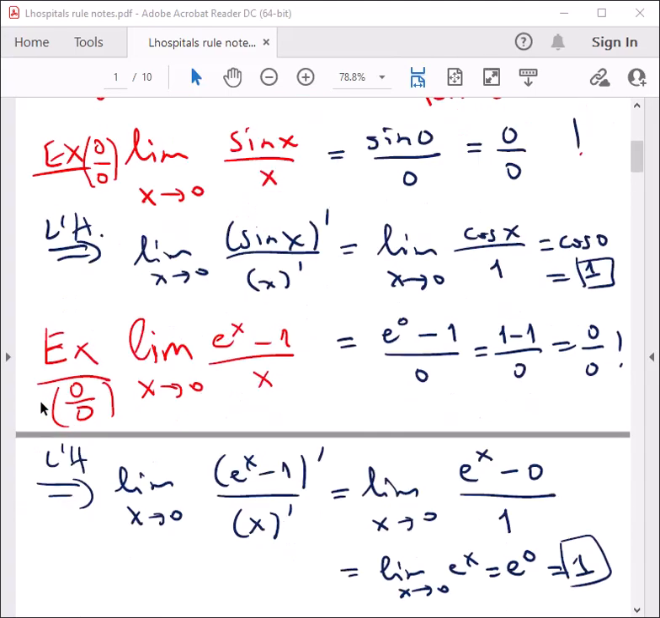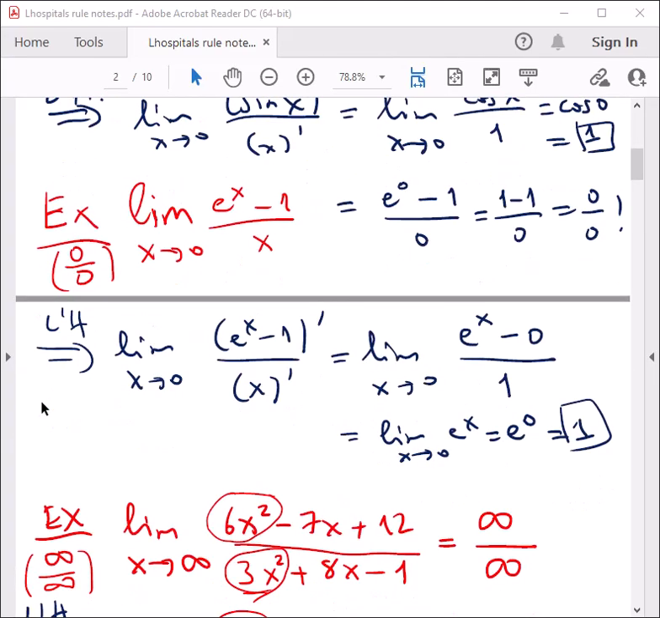Another example is, let's say we have e to the x minus 1 over x. So when x goes to 0, at first we get e to the 0 minus 1 over 0, which is 1 minus 1 over 0, because e to the 0 is 1. So we have 0 over 0. So we apply L'Hopital's rule, which gives us the derivative of e to the x minus 1 divided by the derivative of x. Then we take the limit, x goes to 0. So it is e to the x again, minus 0 divided by 1. And this is just e to the x. When x goes to 0, this goes to e to the 0, which is equal to 1. So this limit is 1.